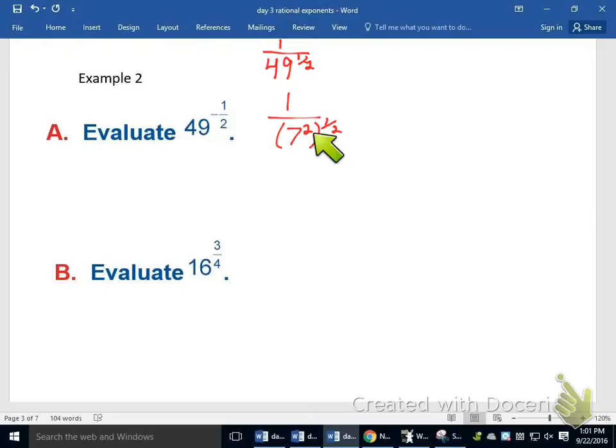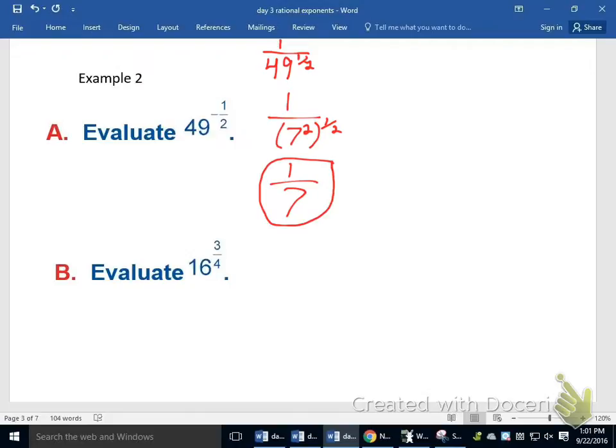Now 7 squared to the 1/2. The 2 times 1/2 will cancel to a 1. So 1 over 7 to the 1. And there you have it. Again, your calculator can handle rational exponents. So if you just type in 49 to the negative 1/2, you would get 1/7.